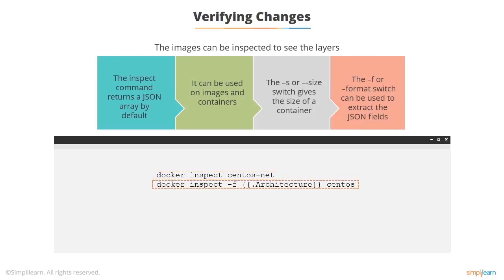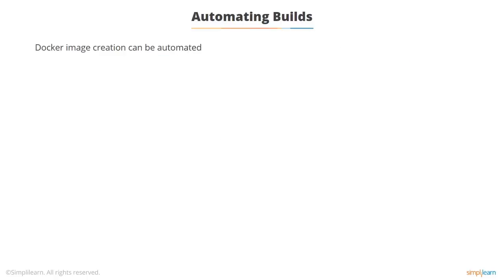So that's the inspect. Now, we don't really want to do this manual approach. We want to automate. This is what it's all about, isn't it? With DevOps, it's all about automation, really. Don't have to redo things manually. So how you create an automated build is this.